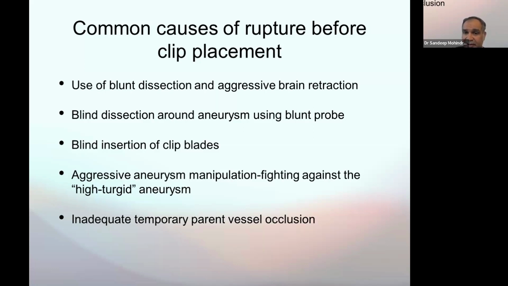Aggressive aneurysm manipulation, fighting against the high-tension aneurysms. This is a lesson for younger surgeons not to copy the senior legendary surgeons, how they manipulate and fiddle around with the aneurysms, because the aneurysms have high tension within them. Inadequate temporary parent occlusion can also lead to intraoperative rupture.